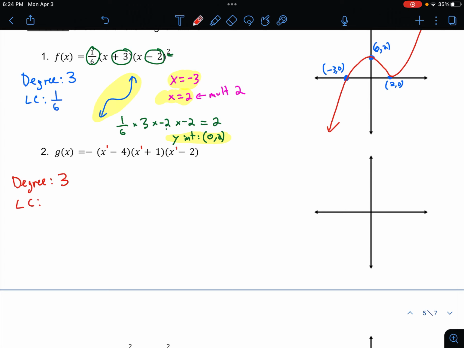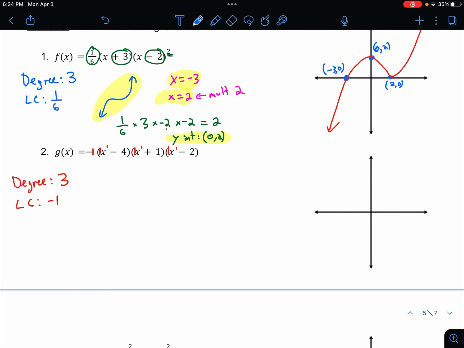The leading coefficient, so this is only going to be influenced by the -1 in front. This x has a coefficient of 1, 1, and 1. So guess what? Our leading coefficient will end up being -1 because it's only influenced by the coefficients of the x terms and then the -1 out in front. Well, what does this tell me?